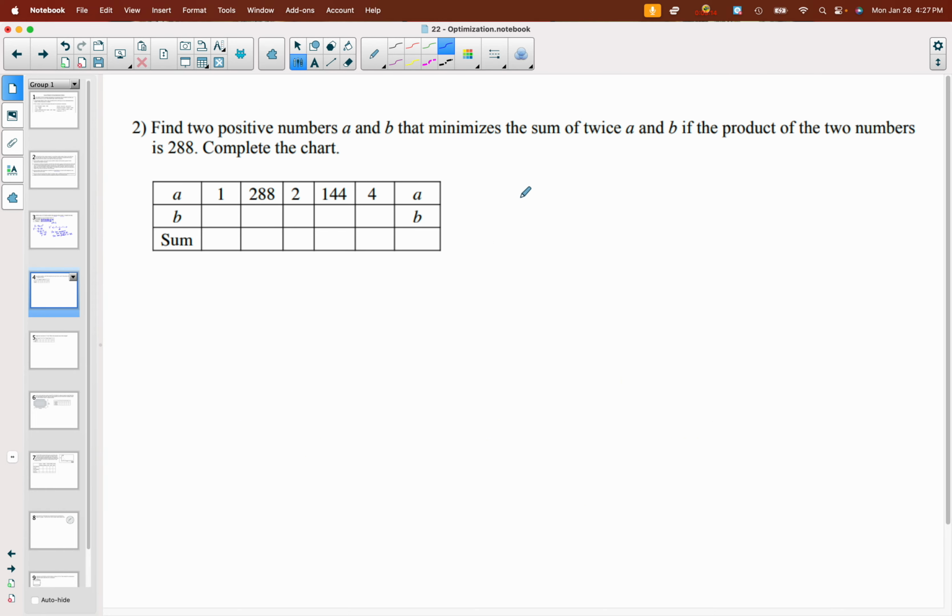Okay, next we're asked to find two positive numbers A and B that minimize the sum of twice A and B, if the product of the two numbers is 288. So I've got two numbers, A and B. And you can use the chart if you want to. I'm actually going to do this one without using the chart because from the words, I know I need the sum of twice A and B. So I need 2A plus B. So this is what I am trying to minimize. I'm going to call this y equals, and I want to minimize this.